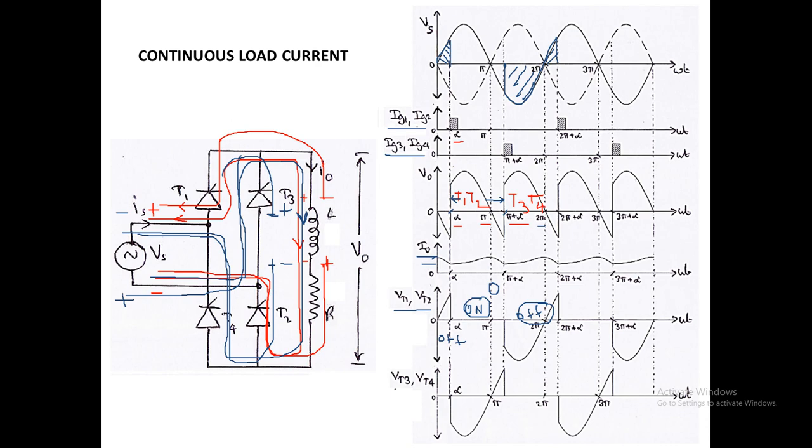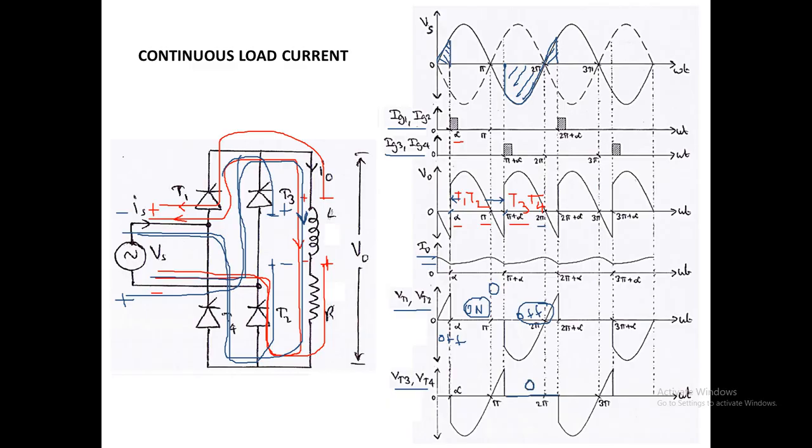The next one, VT3 and VT4, are the voltages across the thyristors T3 and T4. So T3 and T4 will conduct from pi plus alpha to 2 pi plus alpha, and for the remaining period it will be in off condition. So this will be the conduction period, that is pi plus alpha to 2 pi plus alpha.